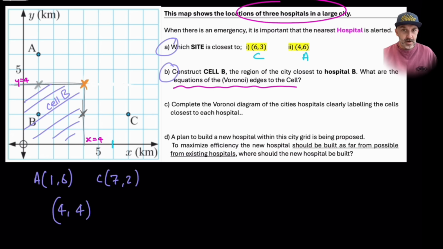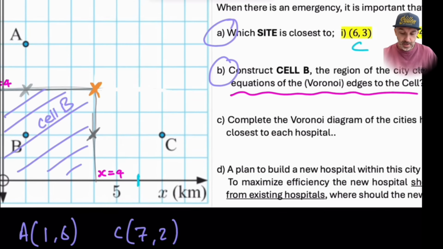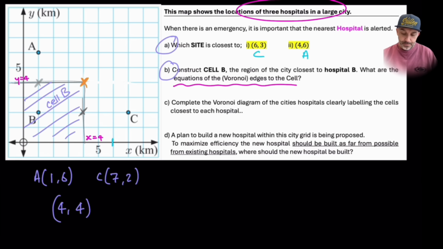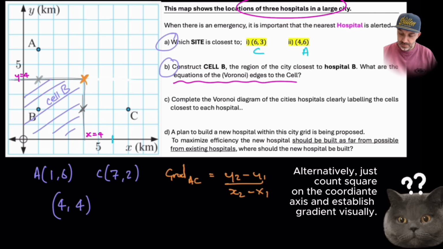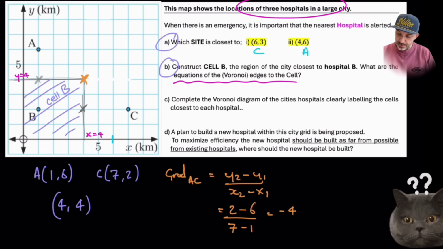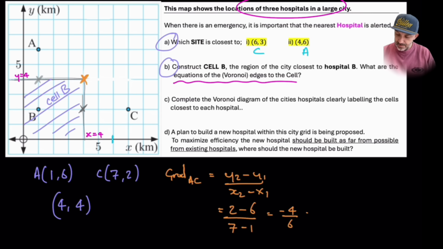And therefore, we now need the perpendicular gradient passing through that orange cross. Now, what's best is if I find the gradient of AC first and then convert that gradient into a perpendicular gradient. So if I just go grad AC, then it's the gradient between A and C first. So let's do that now. So that's y2 minus y1 over x2 minus x1. So y2 would be 2, subtract 6 over 7, subtract 1. So that would result in minus 4 over 6, which would be minus 2 over 3.